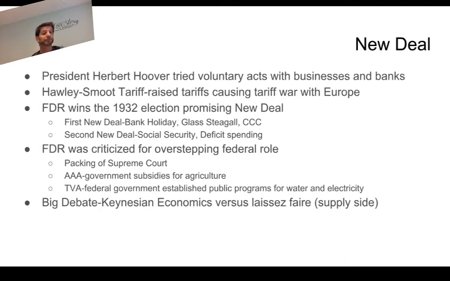So in 1932, things were pretty bad, and a new president comes into office, Franklin Delano Roosevelt. He wins that election promising a new deal, a new way of looking at things. And the best examples of that, there were two New Deals.